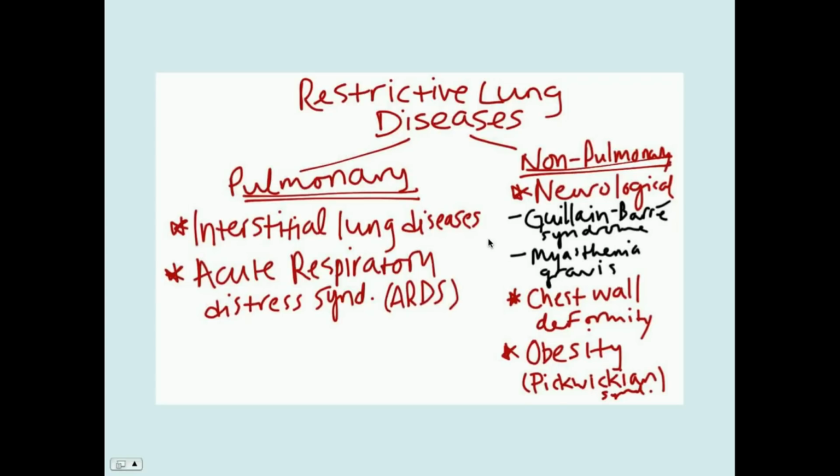With the other category of pulmonary restrictive lung diseases is acute respiratory distress syndrome. This is an acute syndrome, as noted in its name, and this happens generally in response to some kind of stressor, particularly an infection. So the interstitial lung diseases are going to be what we focus on for the rest of this talk.